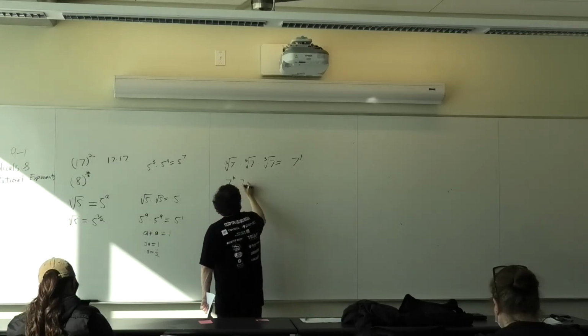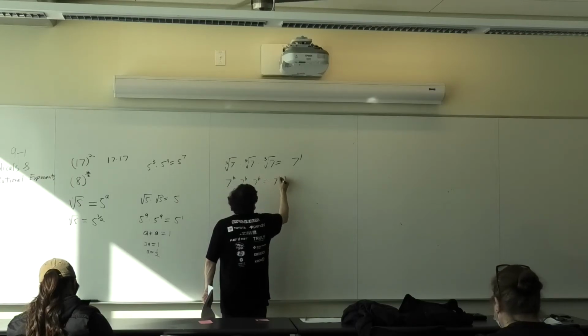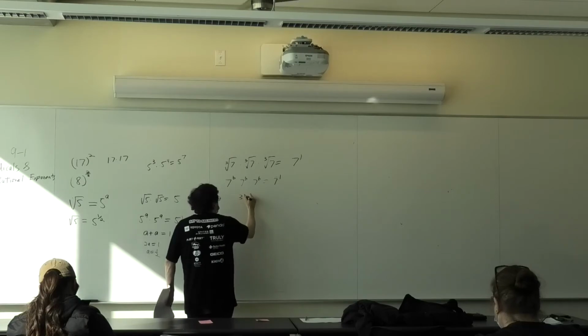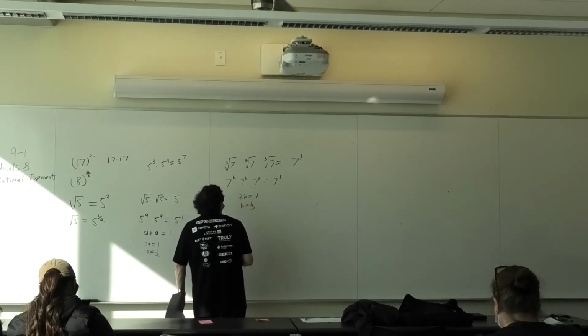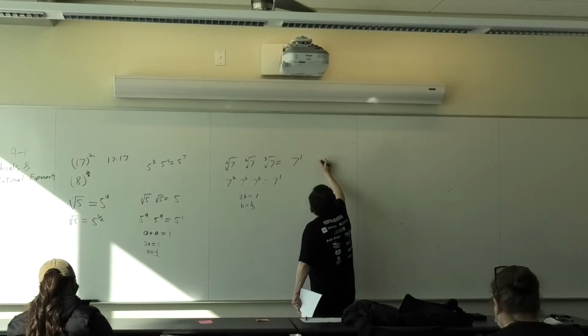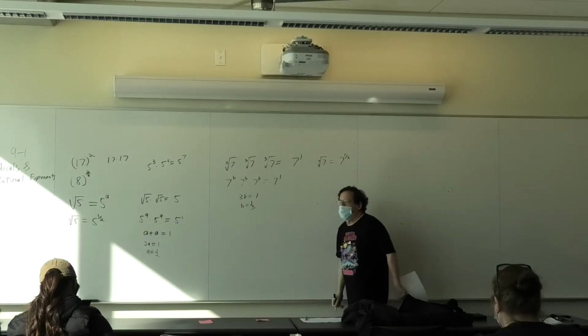So 7 to the b times 7 to the b times 7 to the b is 7 to the 1, or 3 times b equals 1, or b equals 1/3. So that tells me that the cubed root of 7 is the same as 7 to the 1/3.